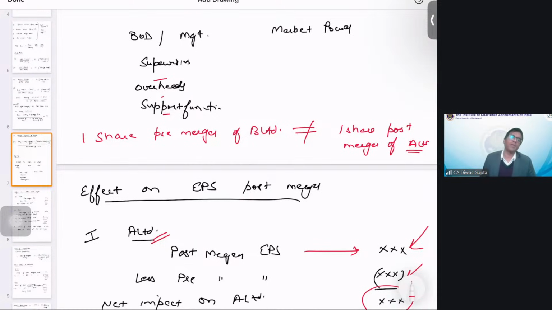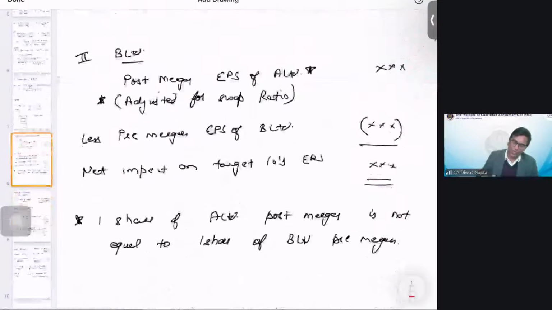That is point number one. Point number two, we cannot take this inherent assumption of 1:1. Then what we have to do? We know the pre-merger EPS of B Limited, and we know the post-merger EPS of A Limited. We just have to find a common equation. Yes, Saminathan, you're right. Based on the swap ratio, it will vary.